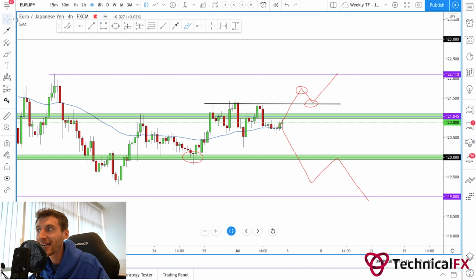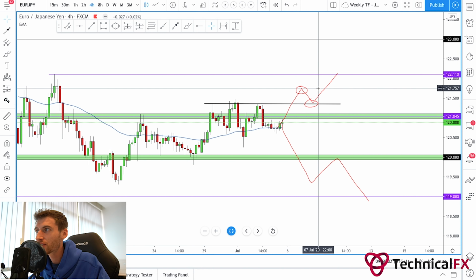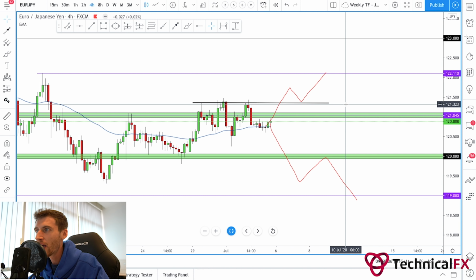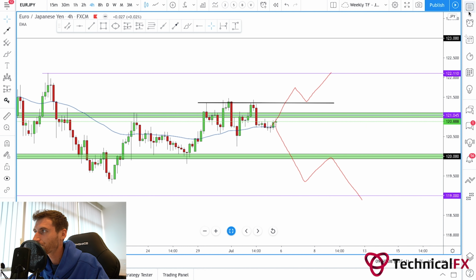We're just being patient and allowing the market to be clear. If the market's not clear to you, just sit back and wait for the market to become clear. There is nothing wrong with doing so. Okay, so that's what I'm looking at next week within Euro Japan Yen.